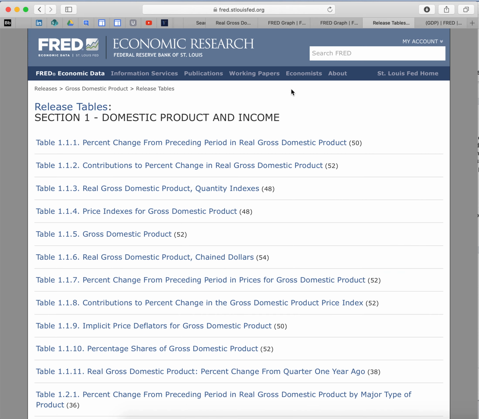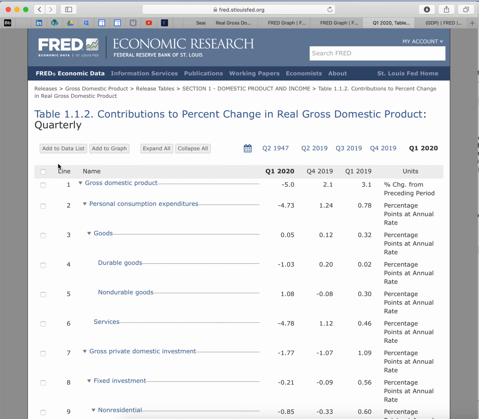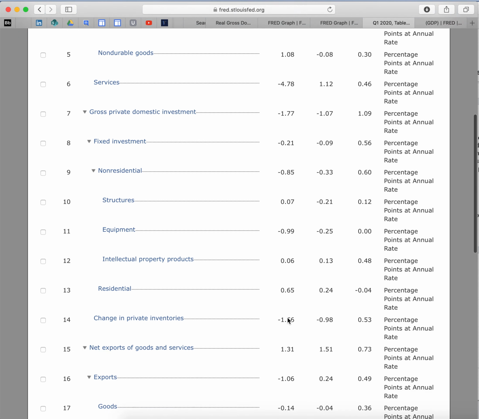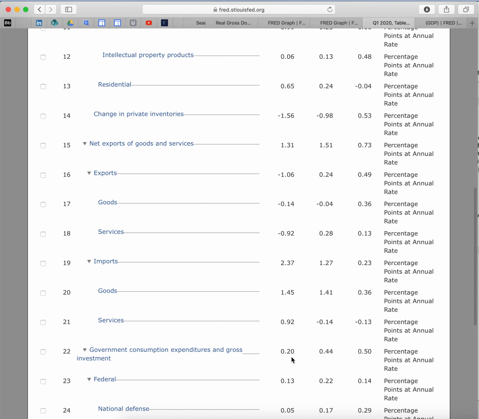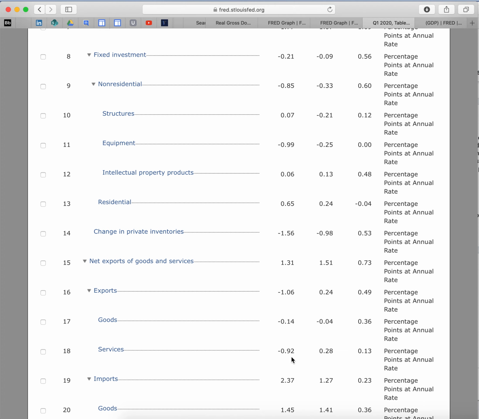Going back here to these sections, one of the tables I really like is this one, contributions. This shows us what is driving changes in the business cycle. So in the first quarter, we can see that GDP fell by about 5%. The biggest reason is that personal consumption contributed to almost all of that decline, the fall in personal consumption. Private investment fell a little bit. You'll see here government popped up a little bit as well. And so it breaks down, hey, we fell 5%. So the question is why? What were the main factors that contributed to that fall?